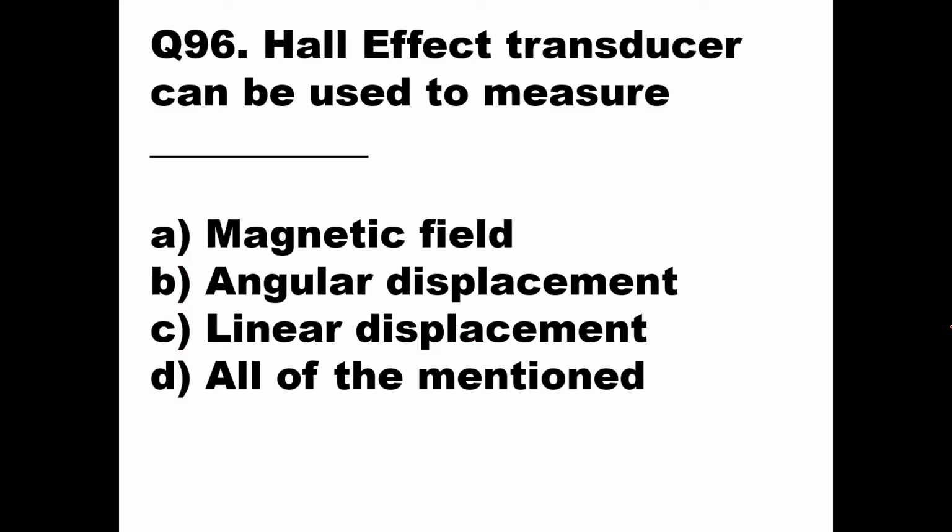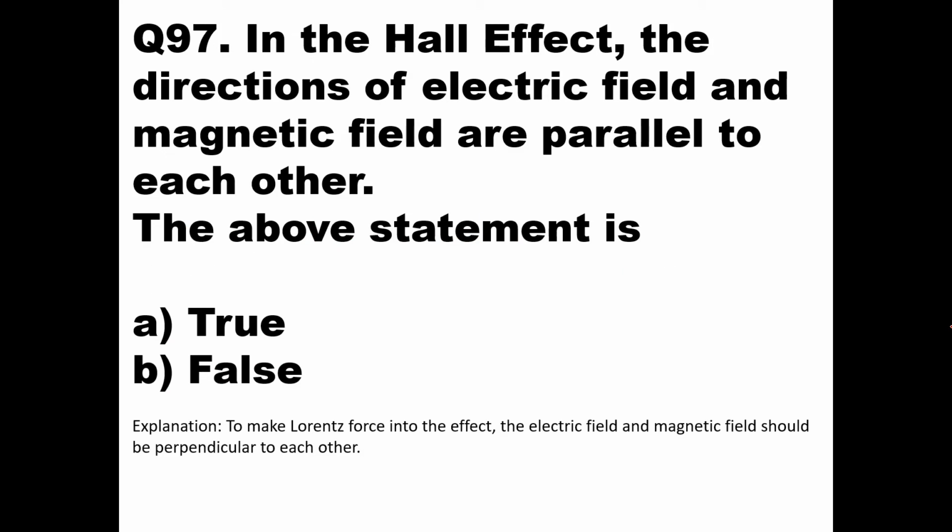Hall effect transducer can be used to measure what? Options are magnetic field, option B is angular displacement, option C is linear displacement. Okay, now all types of displacements can vary a magnetic field, and once a magnetic field is varied, it can be converted into electrical voltage, and depending on that electric voltage you can understand what was the variation. Okay, so here option A, B, C, magnetic field or angular displacement or linear displacement, all can be used to measure using a Hall effect transducer. So here the option will be all of them mentioned. So option D is the right answer over here. Okay. Then we'll go to the next question, question number 97.